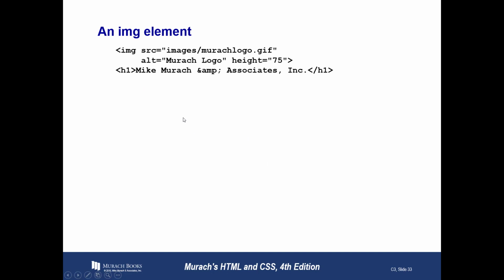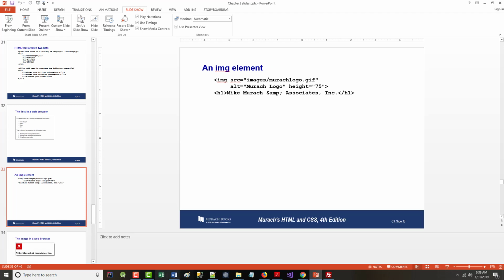In an image element, you must put in a source attribute, because that's the image. You typically put in an alt attribute, which means that if the image doesn't show for some reason, that's what will show instead. And you can put in a height and a width. All right, so to show you that, let's grab something here.